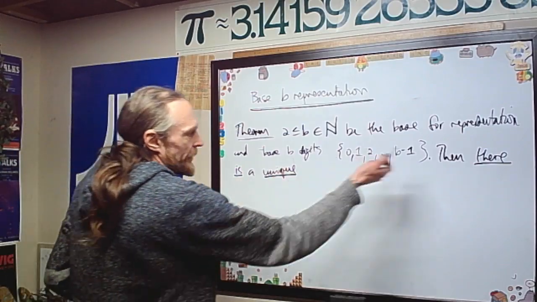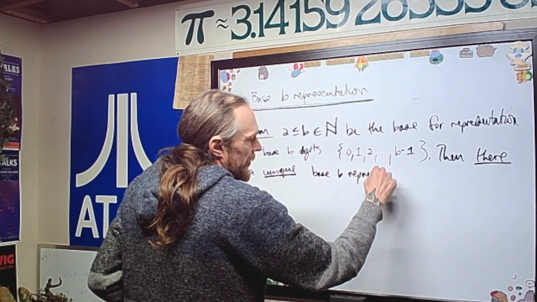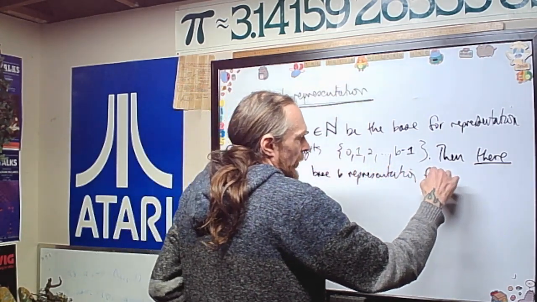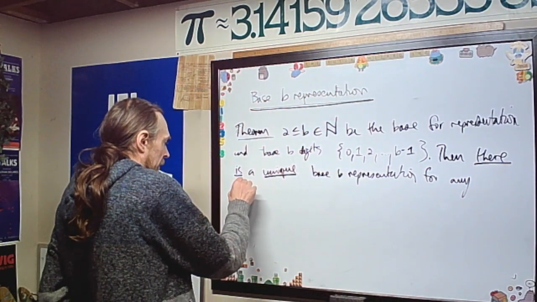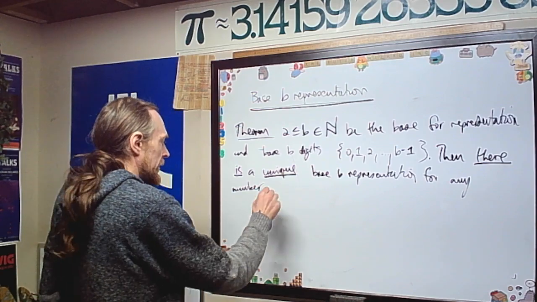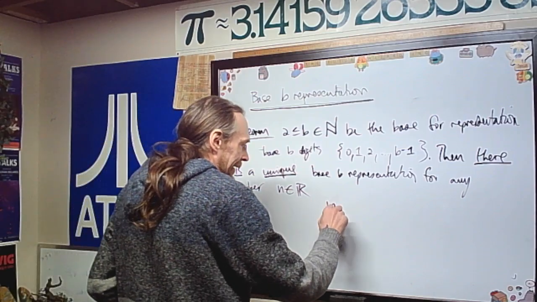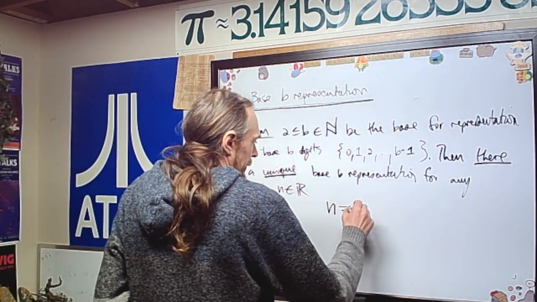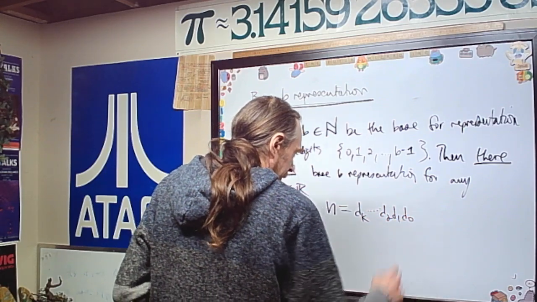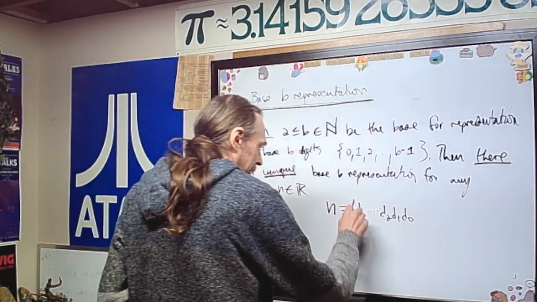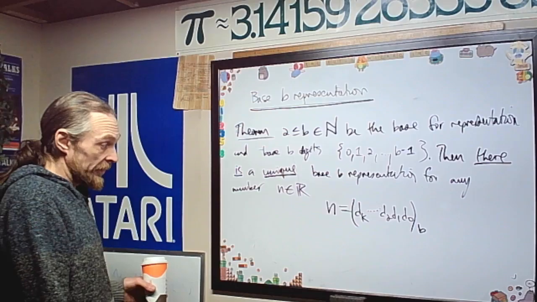Then there is a unique base b representation for any number, let's say n in R. So we're going to write n equals, and what are we going to do? Normally you write it as dk ... d2 d1 d0, but then what I'm going to do is cleverly write brackets to write it as a base b, to remind you that we're using powers of b, not powers of 10 always.